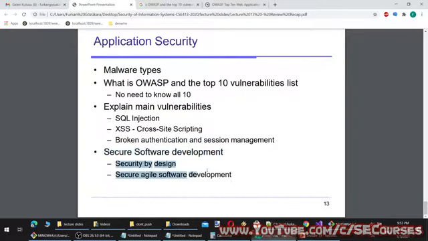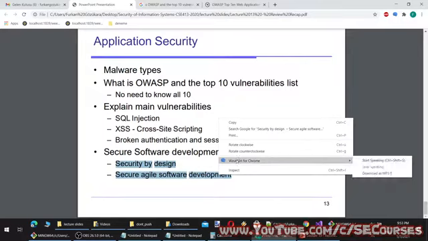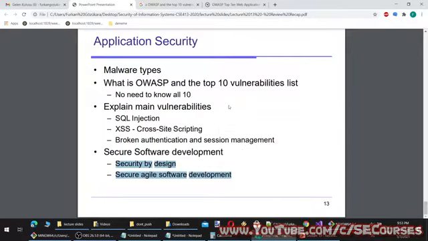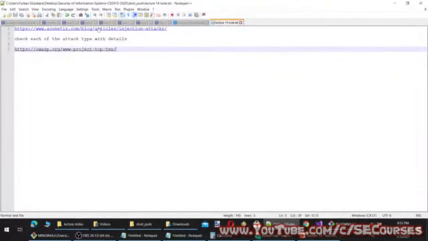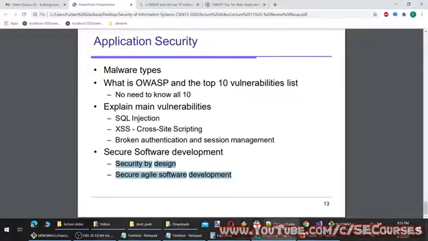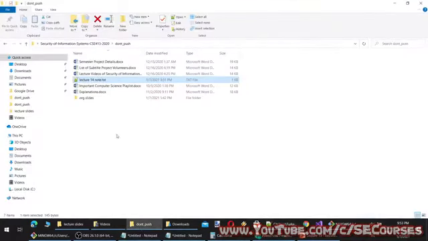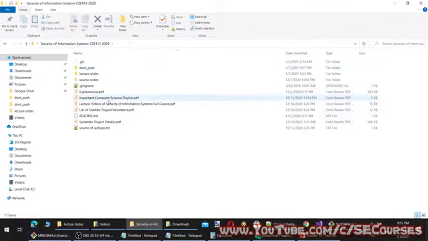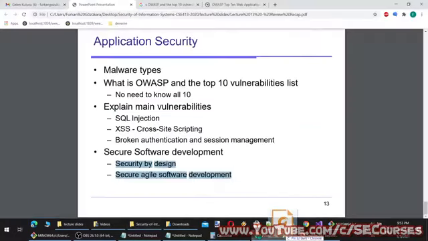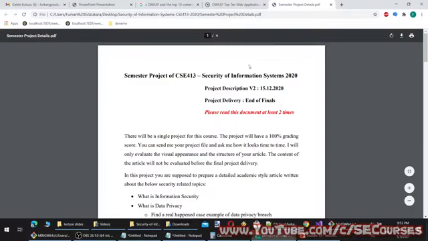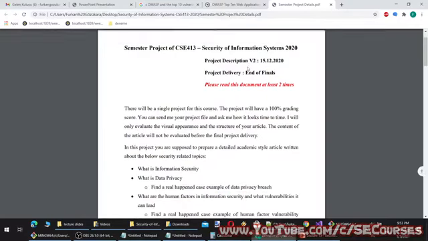Secure software development. Security by design, secure agile software development. Okay, hopefully next week you will see injection attacks and the top 10 vulnerabilities in detail. So this week I will also read again your semester project. Your semester project can be made only by a single person. So you cannot make your semester project with someone else.